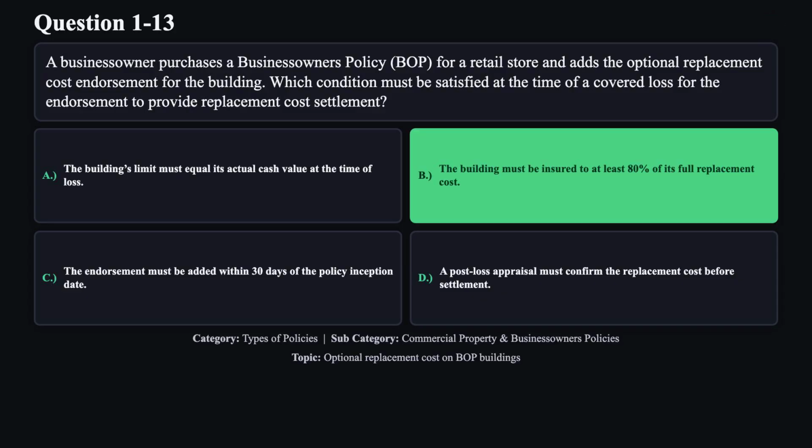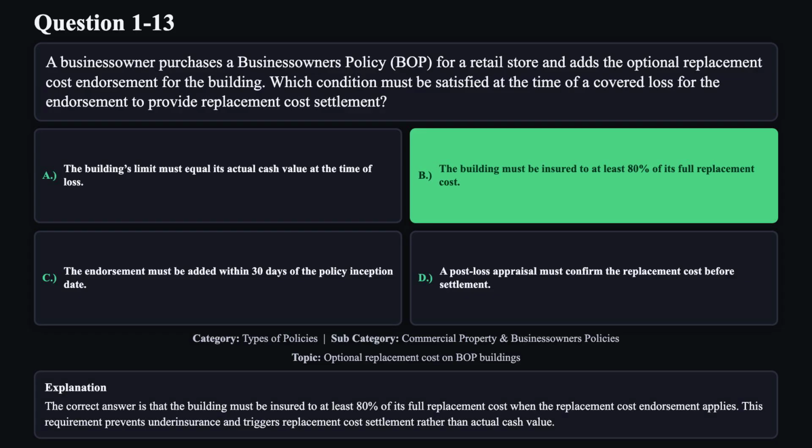The correct answer is B. The correct answer is that the building must be insured to at least 80% of its full replacement cost when the replacement cost endorsement applies. This requirement prevents underinsurance and triggers replacement cost settlement rather than actual cash value.